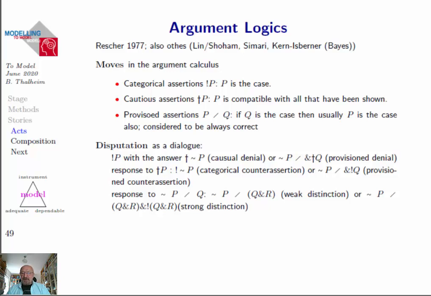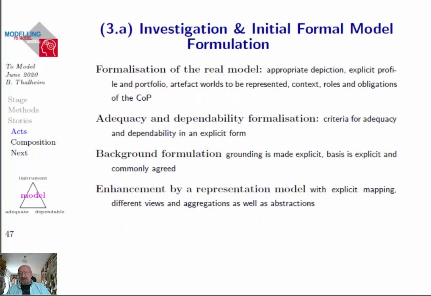We have in this case some kind of categorical assertions. If you use some cautious assertions, you can somehow derive provisional assertions. There's a mistake here. In this case, you have a disputation as a dialogue, and you can in this case derive the corresponding argument calculus. It should not be done in this formal way, but it can be supported by this formal way.